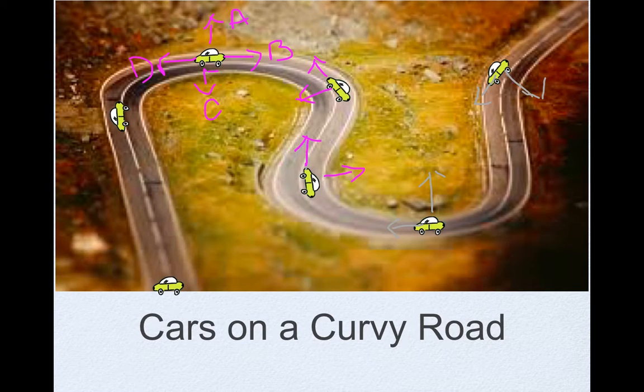Okay, and the last car, let's do the same thing. Let's have the 4 arrows, and let's label them again A, B, C, and D. Which way is the inertia of the car pointing? Which way is the centripetal force pointing?